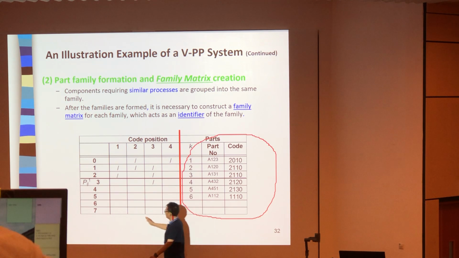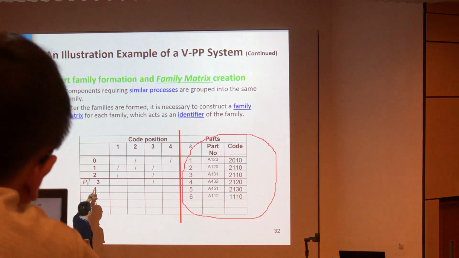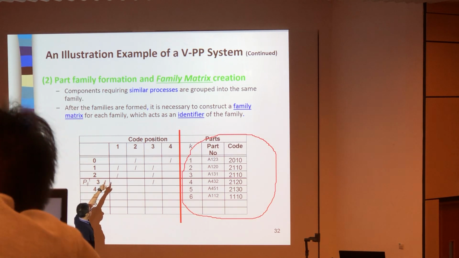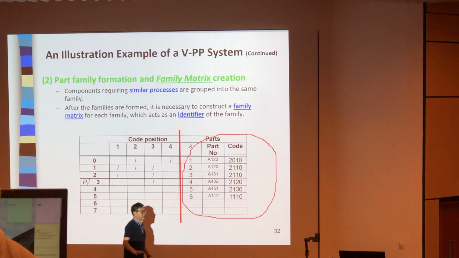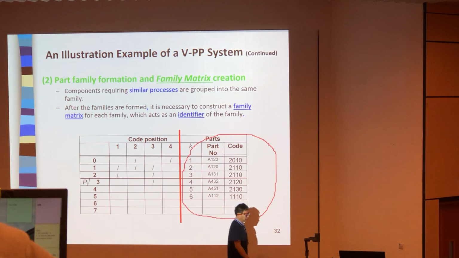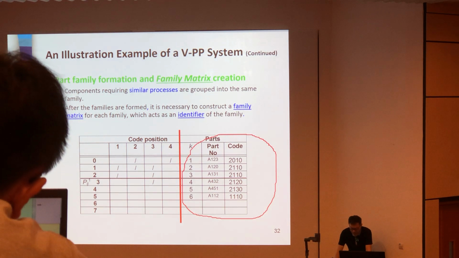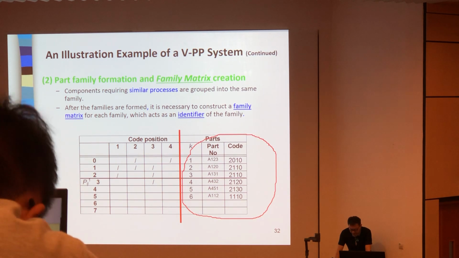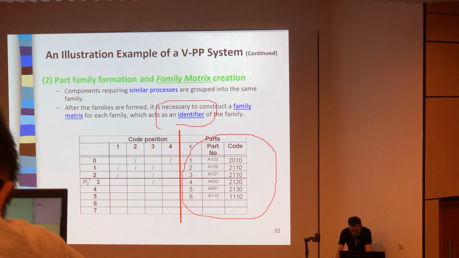When you read this, you forget about the first column. This is just to show the values for each digit, and you forget the first column, the first row there. So this is the matrix. Dimension is 8 by 4. Okay, so this is how we form this. And so this one is called family matrix. It is also identifying for the family.